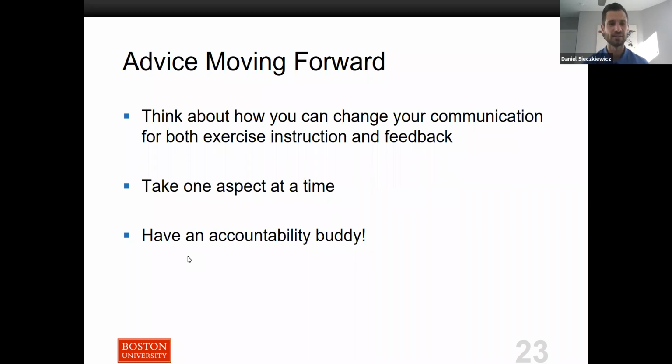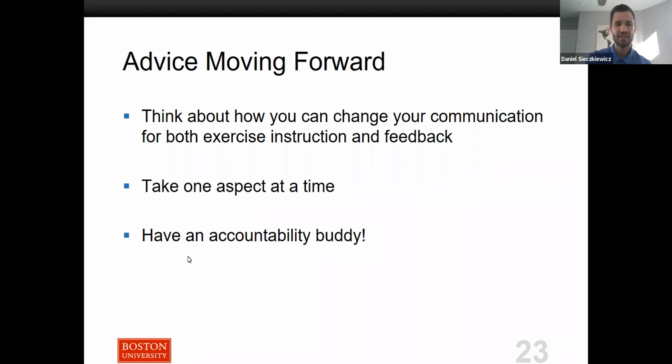Having an accountability buddy or an accountability post-it note can be extremely helpful, especially if you work in an environment that's open and is facilitating a growth mindset. Being held accountable can be extremely helpful and non-defensive as well. So I would highly recommend having an accountability buddy or post-it note.